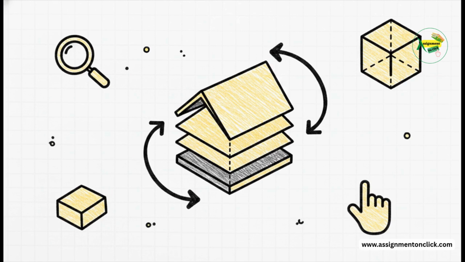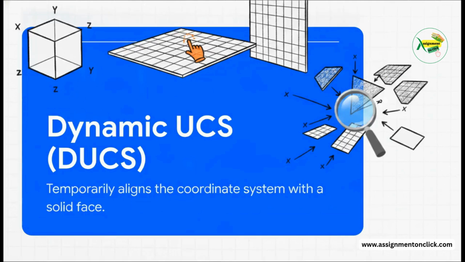You'll still use zoom and pan just like you did in 2D, but typing 3D orbit lets you dynamically rotate entirely around the model. And hey, don't forget your view cube. Clicking its corner snaps you instantly to perfect isometric views, so you can check that your walls actually meet flush in the corners. You also really need to get comfortable with the Dynamic User Coordinate System, or DUCS.